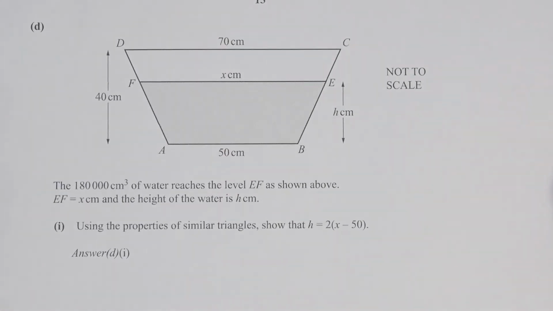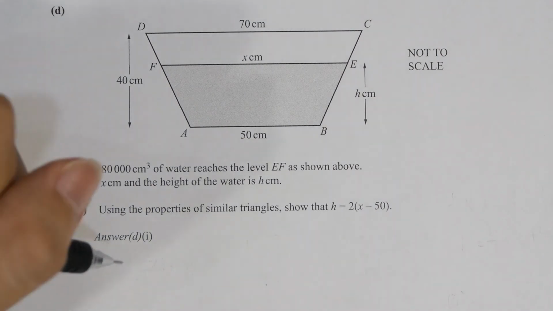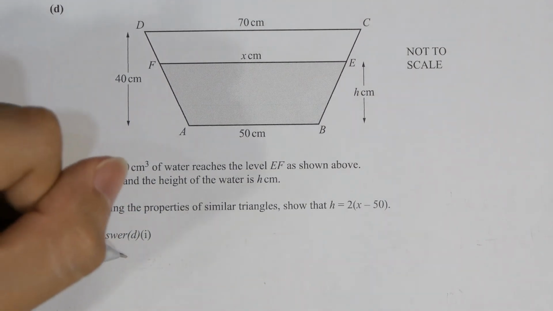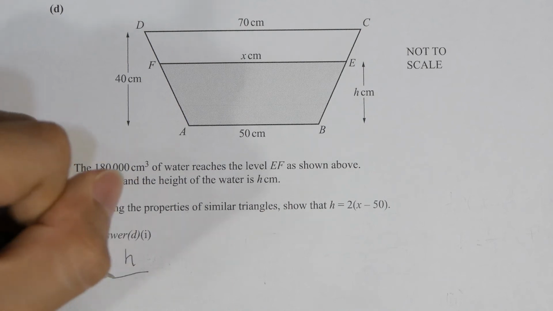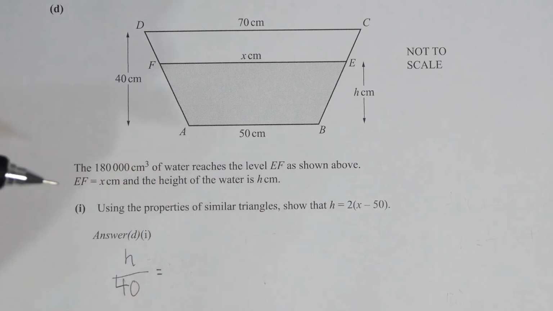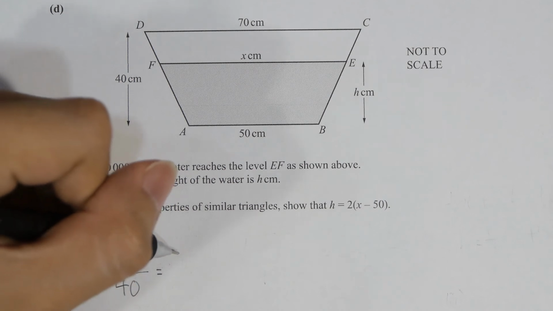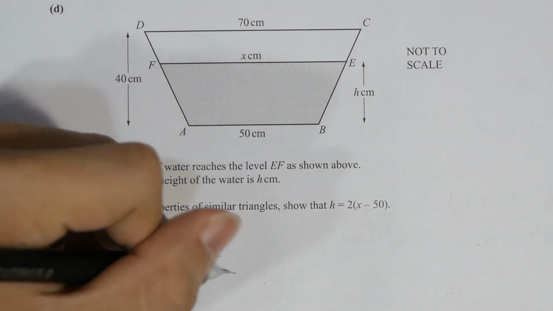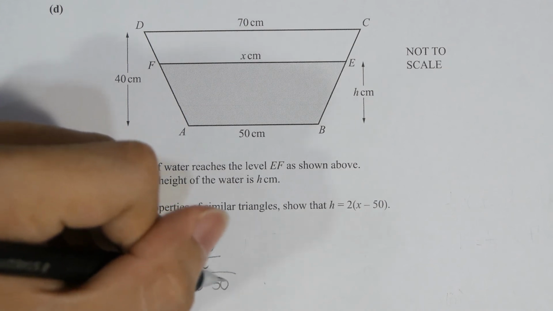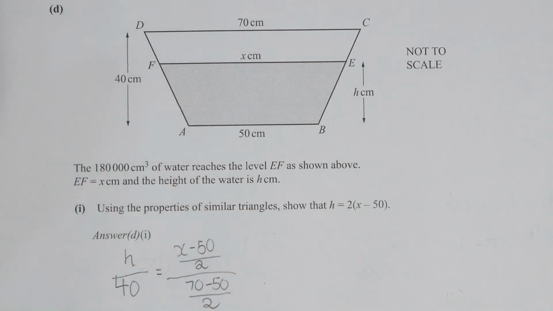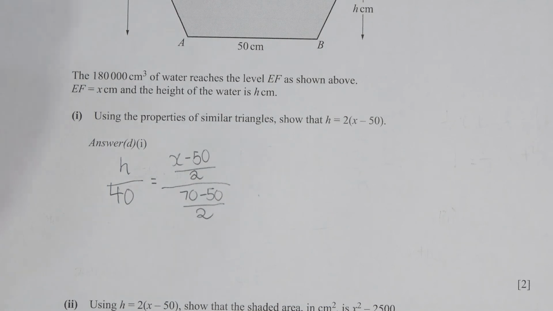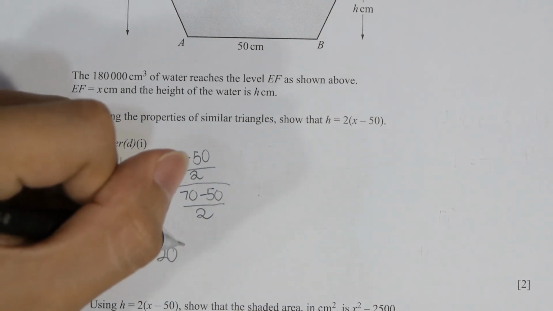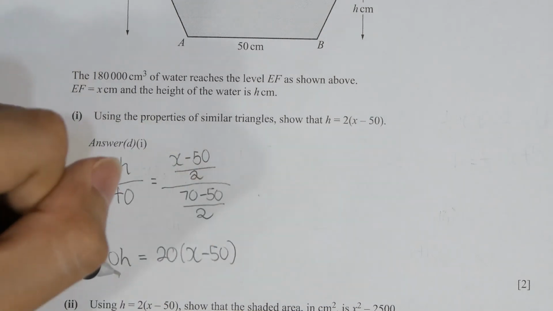For part D, number 1, show that h equals 2 bracket x minus 50. Okay, first on the left hand side, I compared the height, which is h cm and 40 cm. Whereby for the right hand side, I took x minus 50 divided by 2 over 70 minus 50 divided by 2. So after I run the calculation, I get h equals 2 bracket x minus 50.